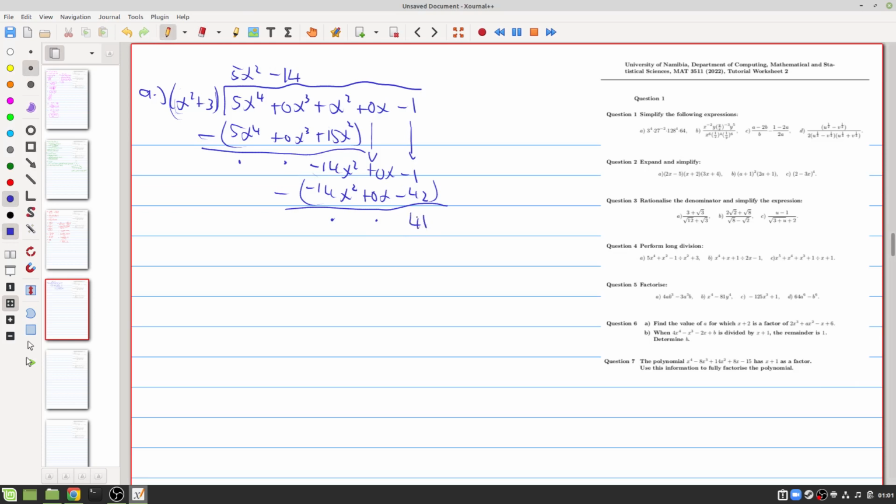And that's it. We can't divide anymore because this now has a smaller exponent for x than this leading term here. With x squared we could still divide, but as soon as we have something less than an x squared, we can't go any further. So this is our remainder once we have that. So here is our quotient, and this is our remainder.